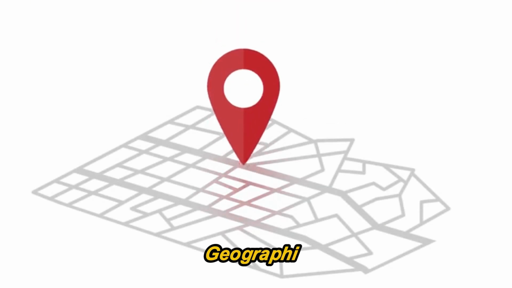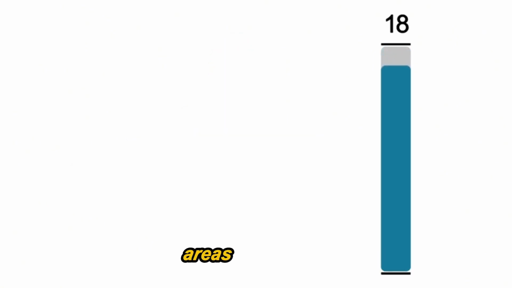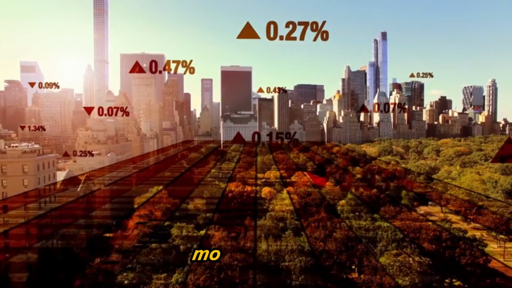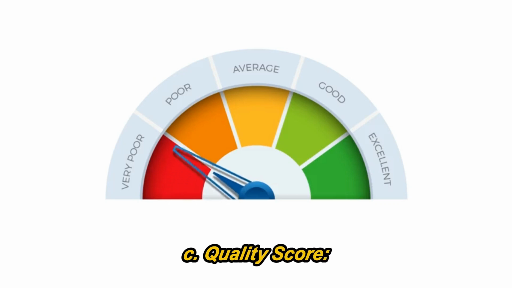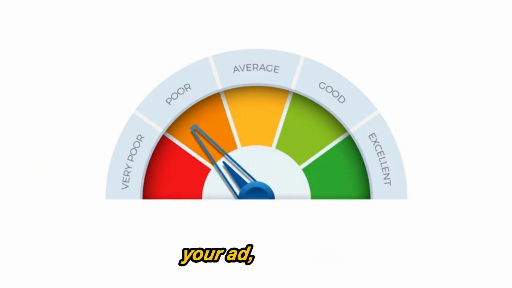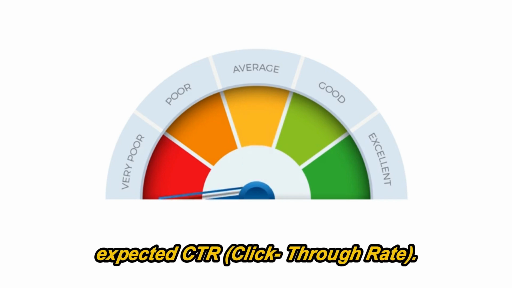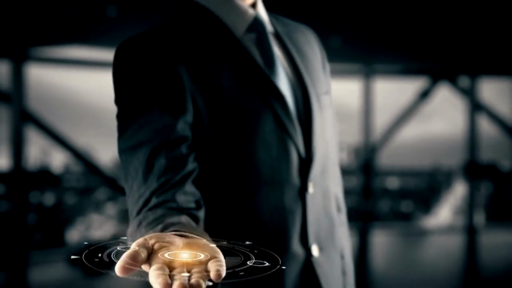B. Geographic targeting. PPC costs vary by location. Urban and high-income areas often have higher CPCs due to greater competition. Example, a campaign targeting New York City will likely cost more than one targeting smaller towns in rural areas. C. Quality score. Platforms like Google assign a quality score based on the relevance of your ad, the user experience of your landing page, and your expected CTR, click-through rate. High-quality ads are rewarded with lower CPCs. D. Device targeting. CPCs can differ between devices.